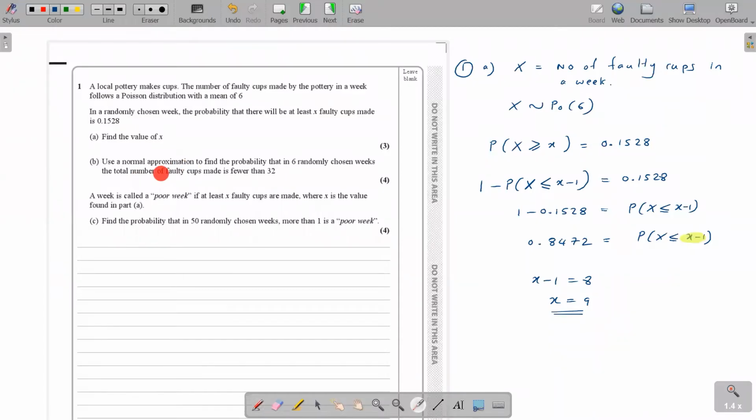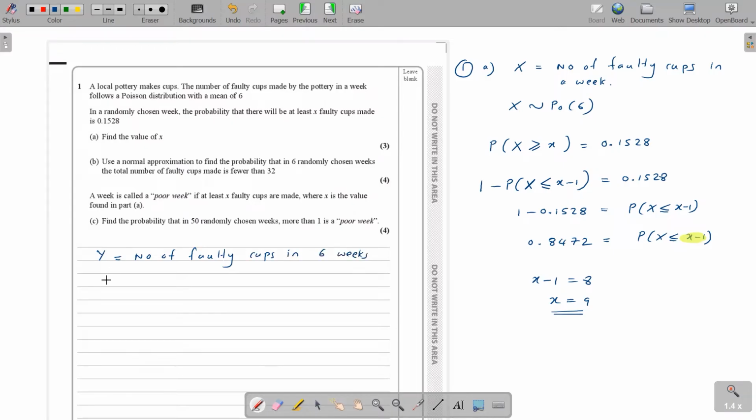Then moving on to part b, they say use a normal approximation. Use a normal approximation to find the probability that in 6 randomly chosen weeks, the total number of faulty cups made is fewer than 32. Okay, so what do we do here first of all? Give a new variable. What's your new variable? Y is the number of faulty cups in 6 weeks.